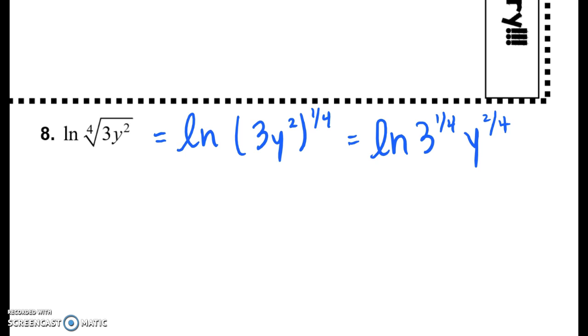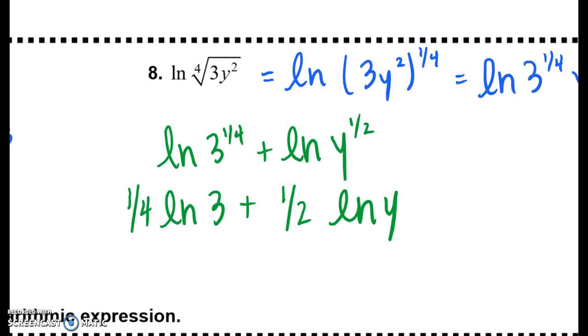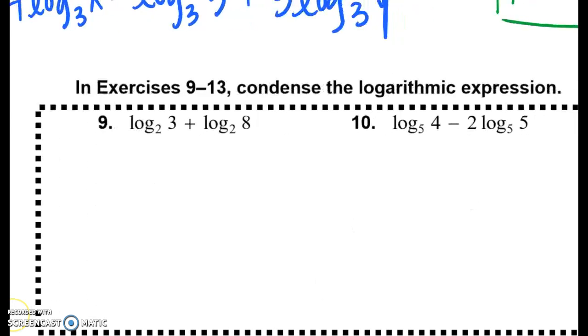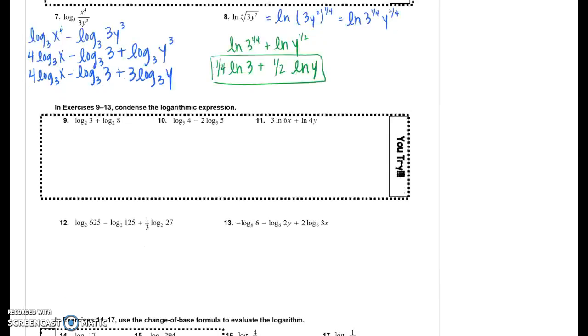So this looks like the product property, right? Now you should see the power property on both of these. So the power property just tells you to put the power in the front of the logs. And this is the answer. We're done. Okay, for number 9 through 13, it tells us to condense the logarithm. You try number 9 through 11. I'm going to start with 12 and 13.